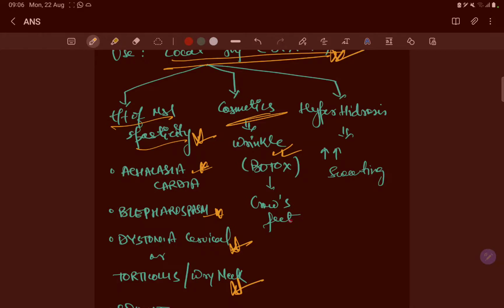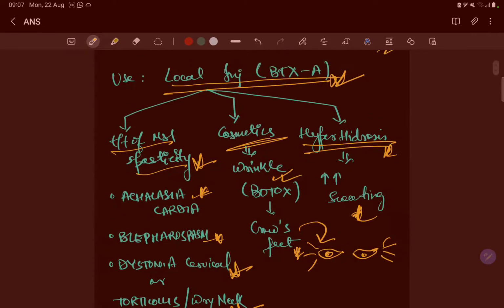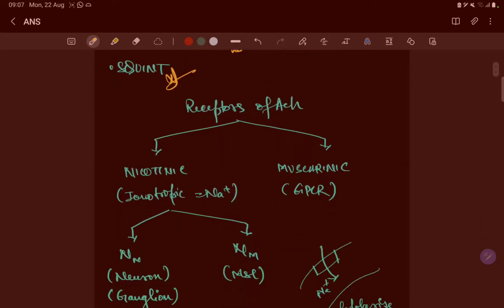Wrinkles are present, for example, the crow's feet in females, around the eyes and nose like this. These are wrinkles. These are crow's feet. Okay, so Botox injection is given there, right? Hyperhidrosis, where there is increased sweating, is another case where we can use Botox injection. Okay, these are the uses of botulinum toxin.